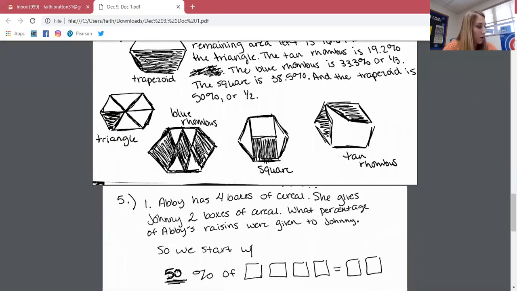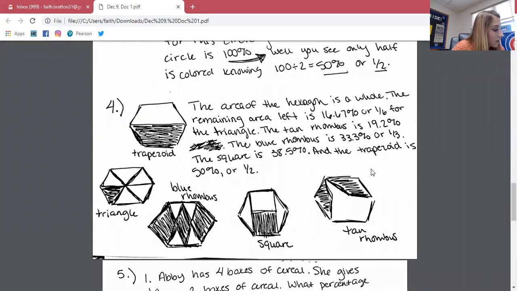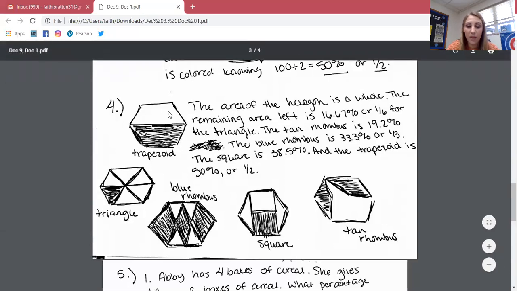For number 4, the question is, if the area of the yellow hexagon is a whole, then the remaining pattern blocks have areas that are approximately 16.67%, 19.2%, 33.3%, 38.5%, and 50%. So we have to figure out which ones go with which. The area of the hexagon is a whole. The trapezoid would be 50% because it only covers half of it. So it's 50%, or 1/2.